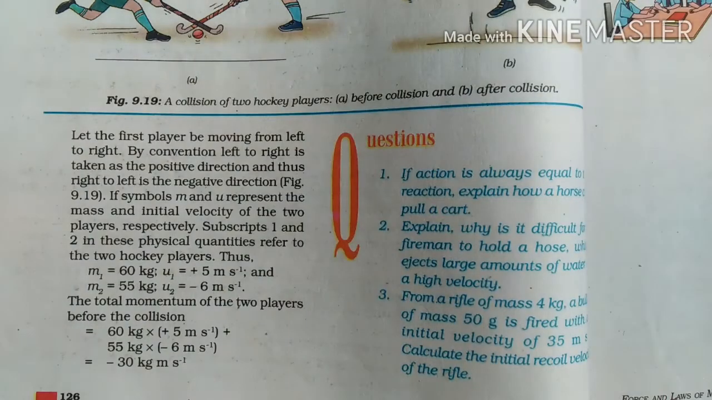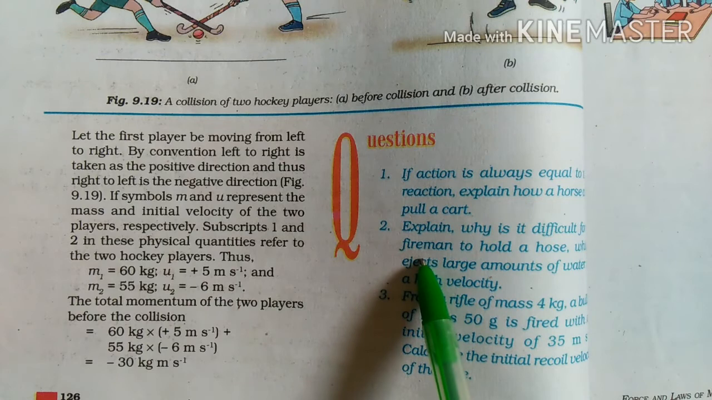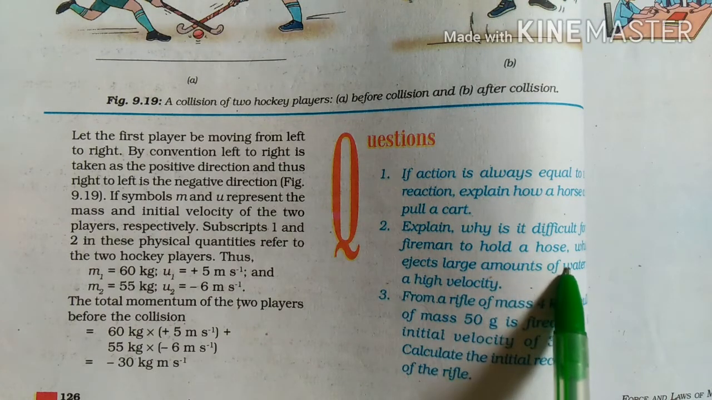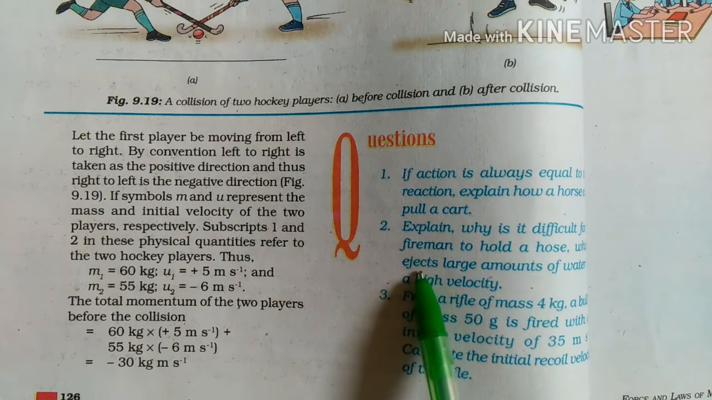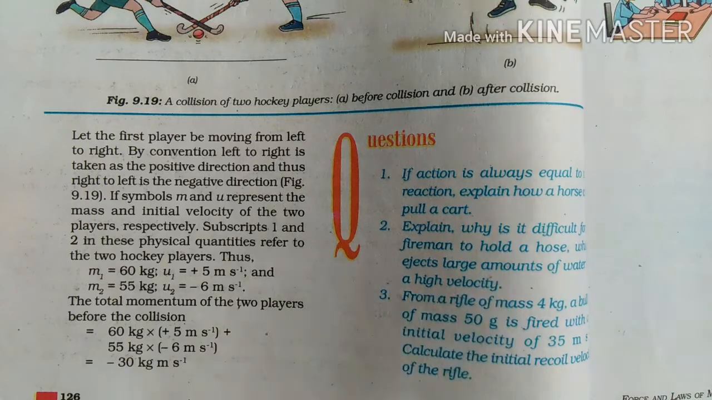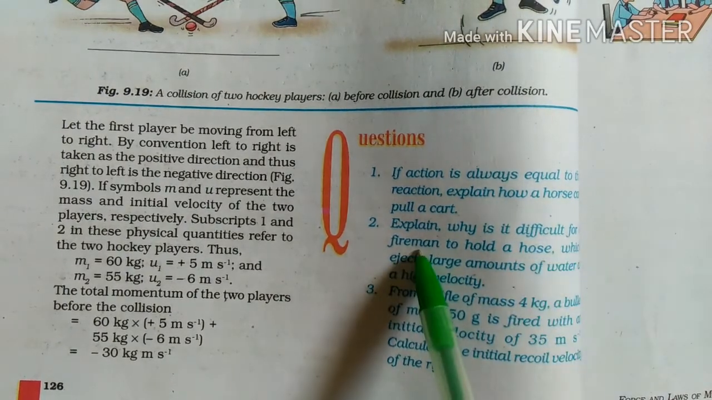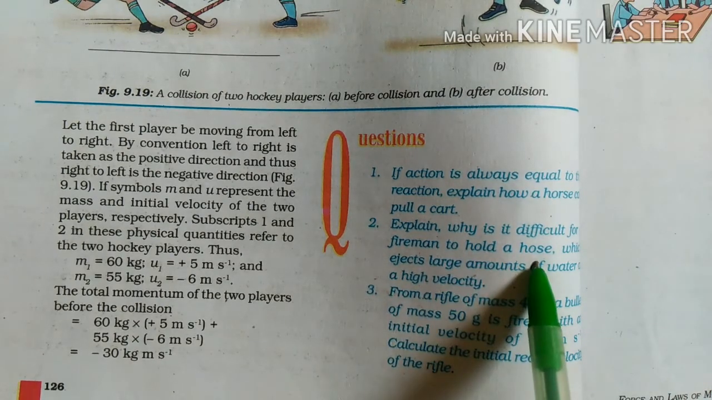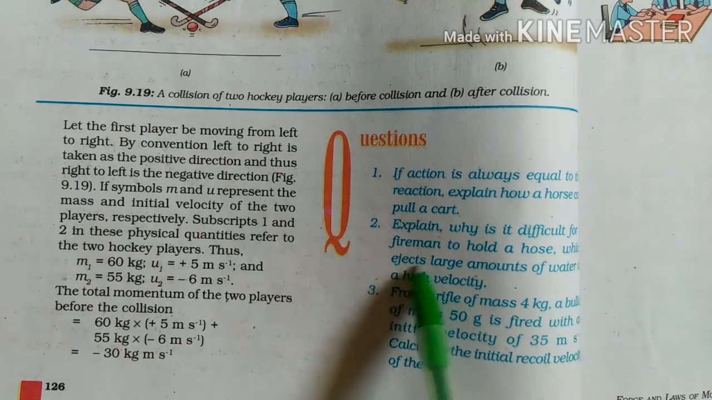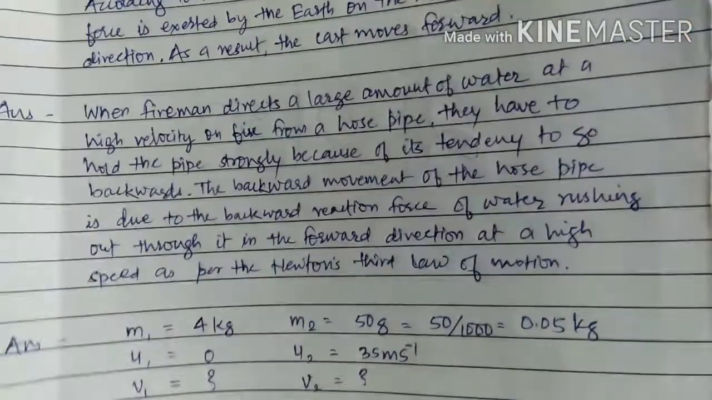This is the answer. Now the next question is: explain why it is difficult for a fireman to hold a hose which ejects a large amount of water at a high velocity. I will read the question one more time. Explain why it is difficult for the fireman to hold a hose which ejects a large amount of water at a high velocity. See the answer.